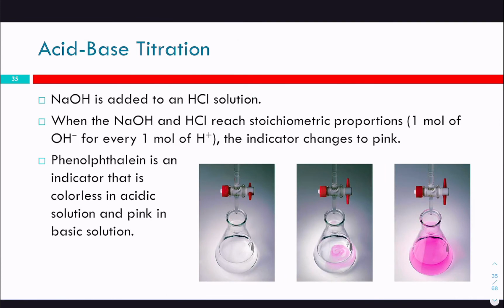Okay, so when we add sodium hydroxide to an HCl solution, they're mixing in here, and those are adding to the H+. So we're adding the OH-, it's reacting with the H+, turning it into water. And then when we've reached that equivalence point and we've used up all of the H+, the indicator changes pink. Phenolphthalein, which is a fun word, is the indicator that is colorless in an acidic solution, meaning that there's extra acid. And then once that solution turns basic, it changes pink.